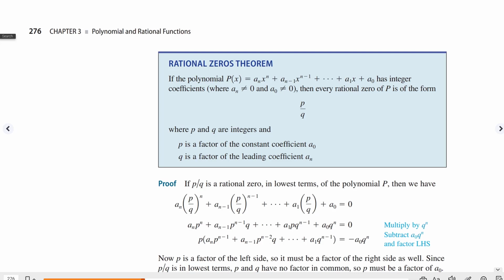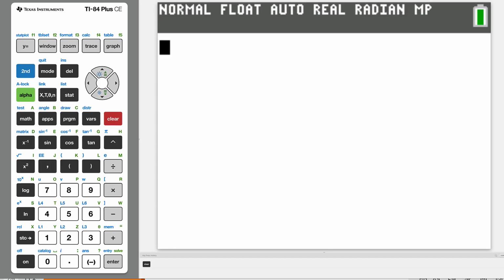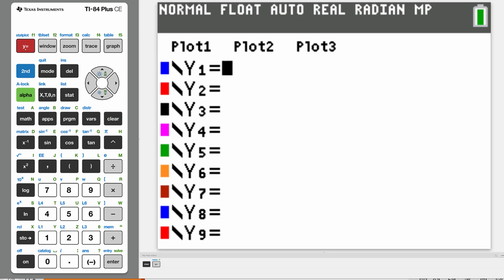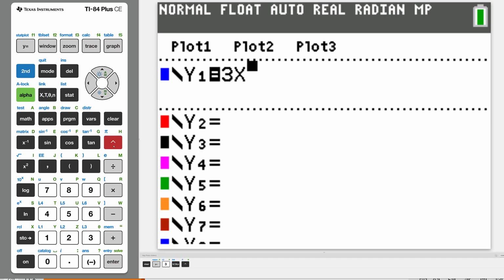We require a graphing calculator for our class, and so probably the best way to check validity of zeros would be to have the graphing calculator check them for you. So if you wanted to key in that particular polynomial here, the polynomial is as follows. It's 3x cubed plus 4x squared minus x minus 2.